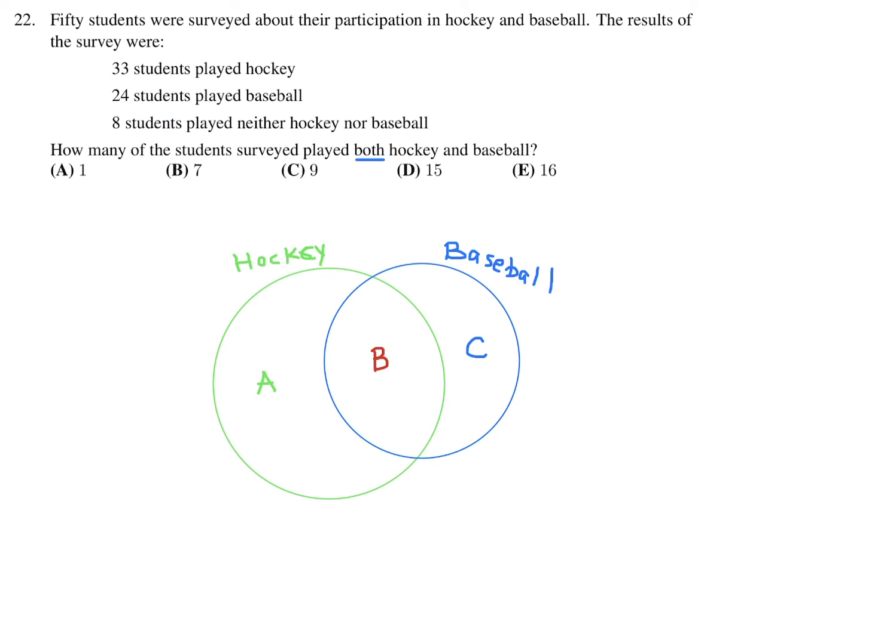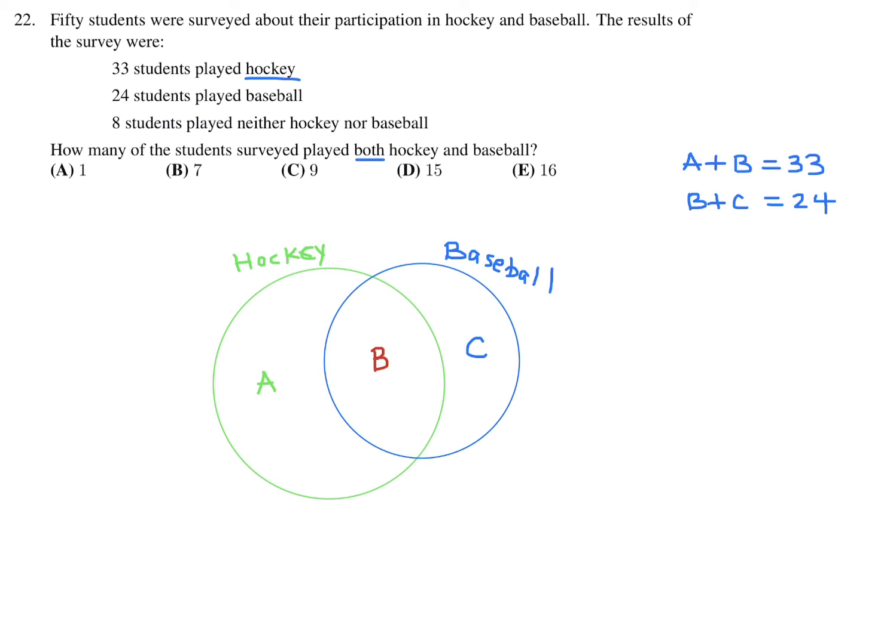The first thing they tell you is that 33 students play hockey. So that basically means that A plus B is equal to 33. The next clue is 24 students play baseball. So that means that B plus C is 24.